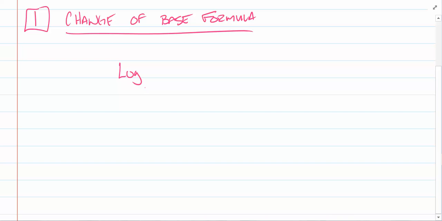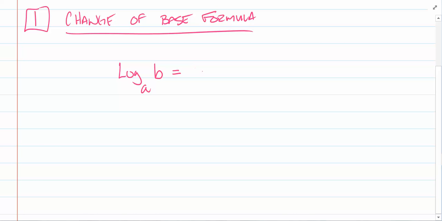If we have log with a base A of B, we are allowed to rewrite this into any base that we want. So we have 2 convenient bases that we could use for our calculator. Whenever we push the log button on our calculator, we have a base of 10. We can also use the natural log button, which is a base of E. Turns out they both work just fine when using the change of base formula. And those of you with fancy calculators, you can use MathPrint, that will also get it to you.